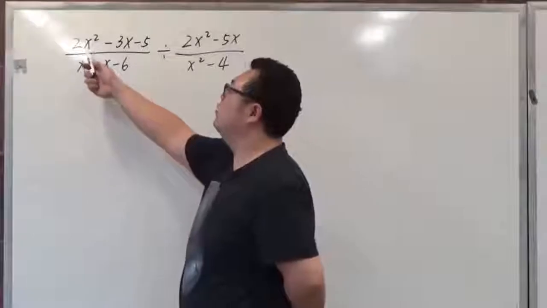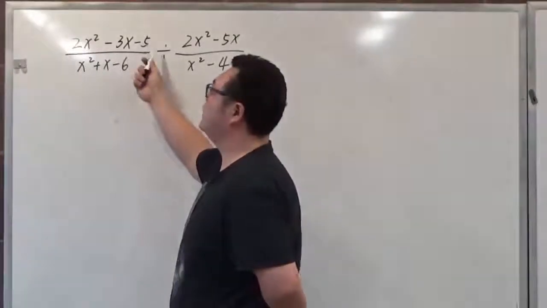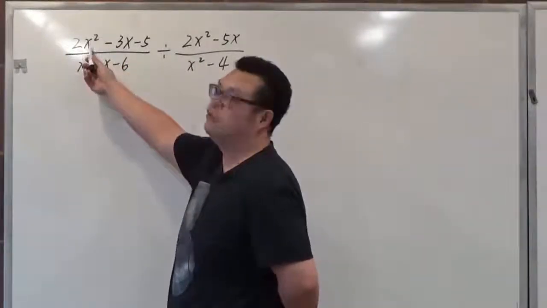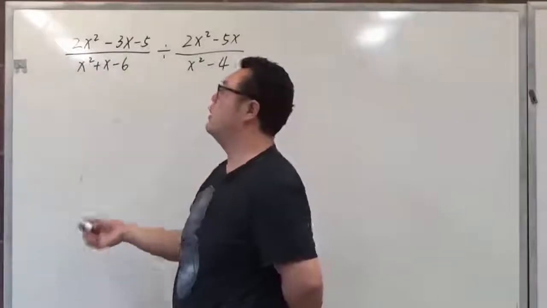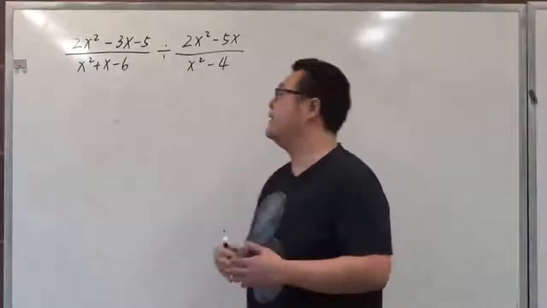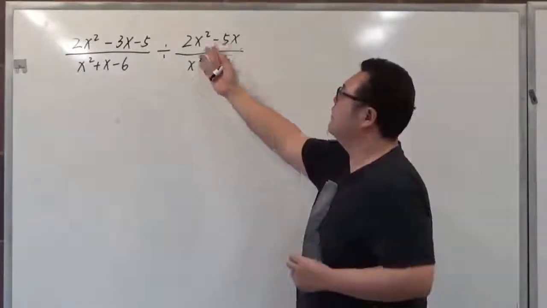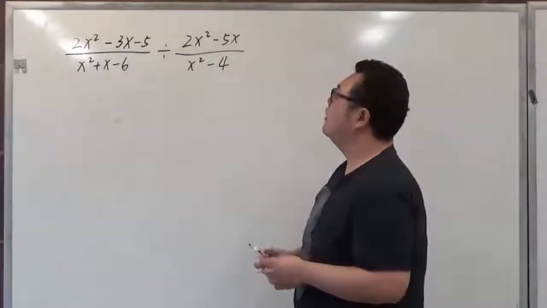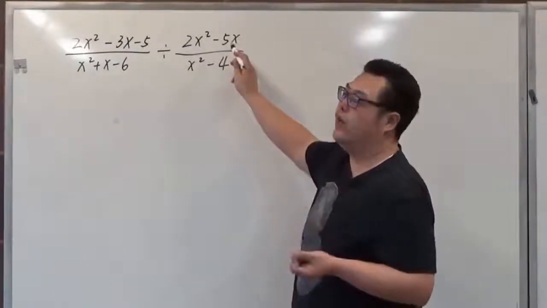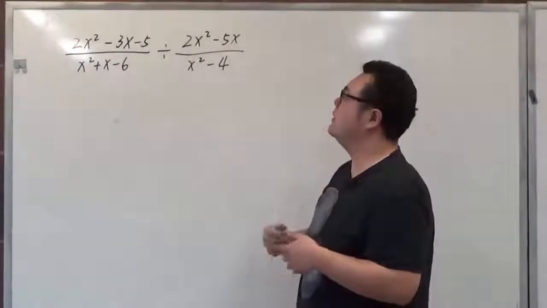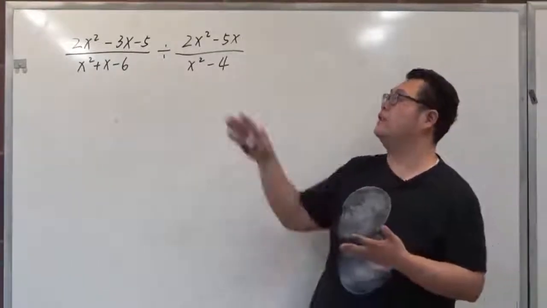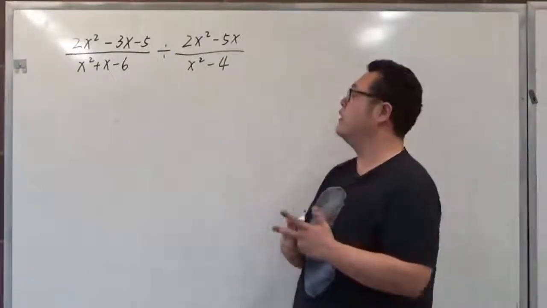So we see here we have 2x squared minus 3x minus 5. This is the most general form we have. The coefficient in front of our x squared term is not 1. But on the denominator we have the coefficient equal to 1, which makes it a little bit easier. Then on the second rational expression, the numerator, we have the x squared term and the x term, which makes it able to be factored by the greatest common factor. At least we have an x there, and maybe something else.